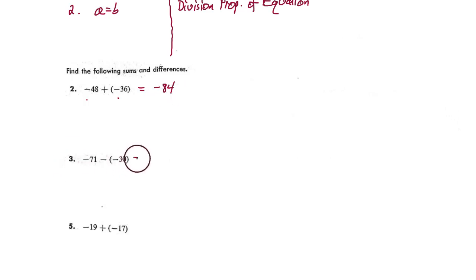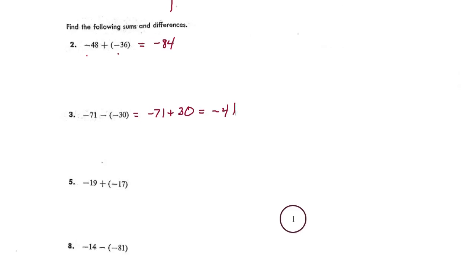Number 3, there are no variables. You could type this in the calculator, or you can do it by hand. This is negative 71 plus positive 30. Now that we have an adding problem, use the adding rule. The larger of the two numbers is negative, so the answer is negative. Then 71 take away 30 is 41. The answer is negative 41.